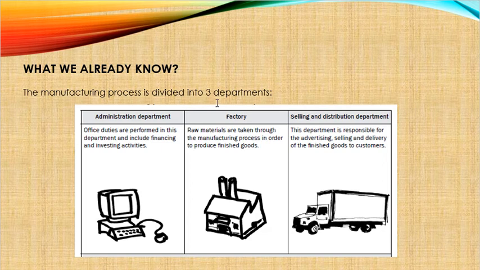Then we have the factory, so this is where the magic happens. Your raw material here is put through a process and then ends up as the finished good that you are now going to sell. And then you also have an important department, which is your selling and distribution department. They take these finished goods from the factory and they are responsible for advertising, selling, and delivering this final product to wherever it should go.